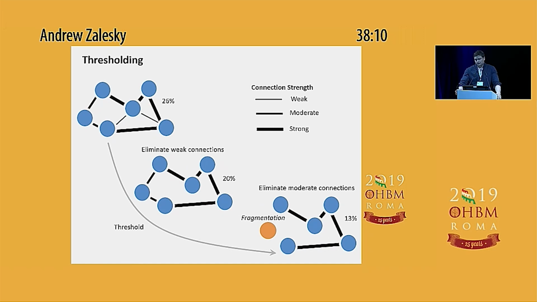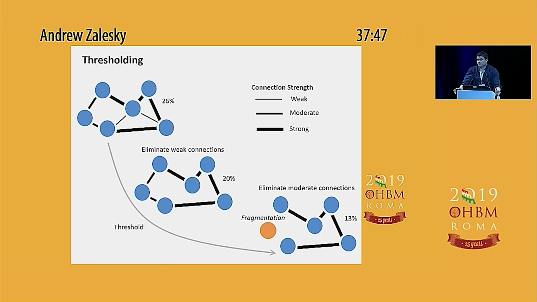So here's more of a topological view of thresholding. Here we have a toy graph. The graph comprises 3 types of connections. I've labelled them strong, moderate and weak. The weakest are the thinnest edges, the thinnest lines, and the strongest are the thickest lines here. Initially, the graph has an inherent connection density of 26%.